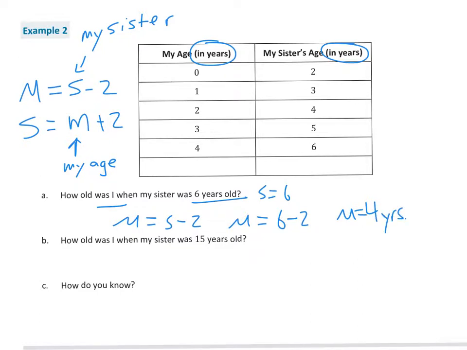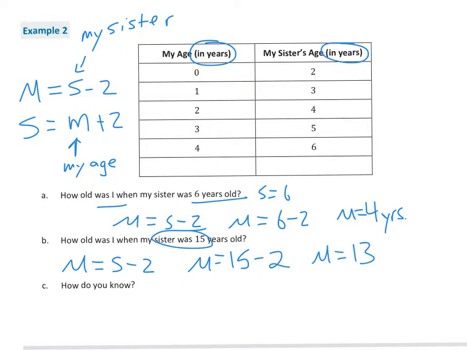And down here, how old was I when my sister was 15? Well, obviously, I'm using the same equation, right? I'm still using my age, I don't know, but I know that my sister's age minus 2 equals my age. And if S equals 15, then my age equals 15 minus 2, and therefore my age was 13. Pretty simple stuff, right? Loving it.